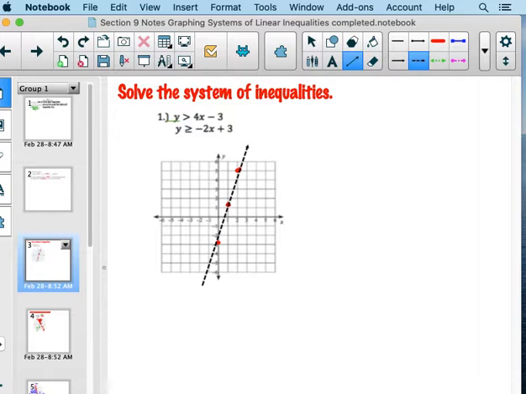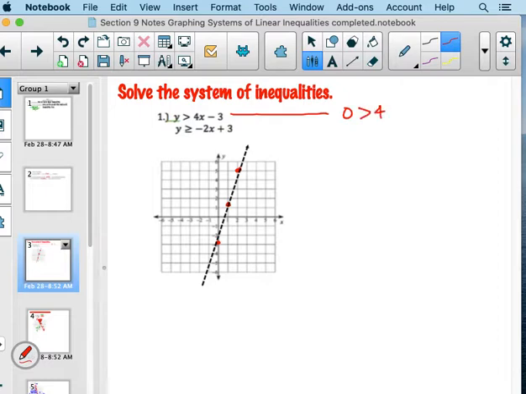And now instead of shading, we're going to draw arrows in the direction we would have shaded. So we've been testing 0, 0. So if I go here to my first inequality, I would have 0 is greater than 4 times 0 minus 3, or 0 is greater than negative 3. That is true. 0 is bigger than negative 3. So before, I would have shaded this whole entire side. Instead, I just want you to draw 3 arrows, showing that we're going to shade that whole side.